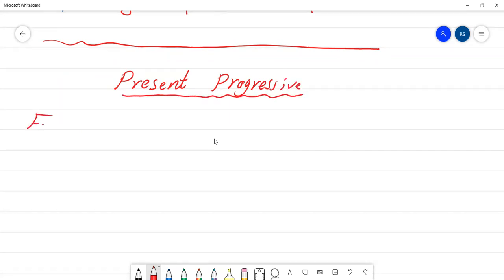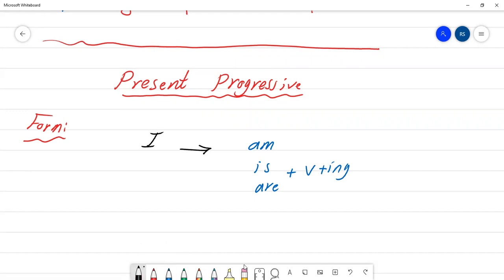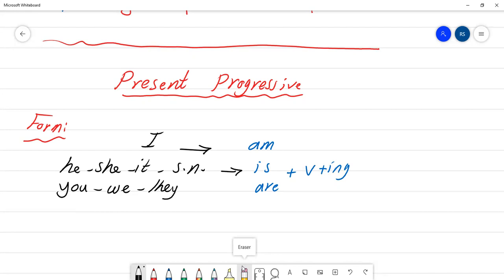Form, as you know, it's a piece of cake. It is formed of am, is, are, plus verb, plus ing. We use am if the subject is I. We use he, she, it, and singular nouns with is. We use you, we, they, and plural nouns with are.